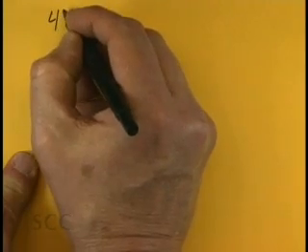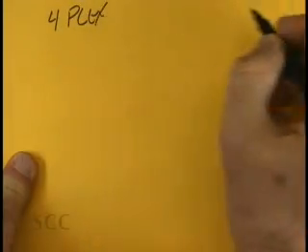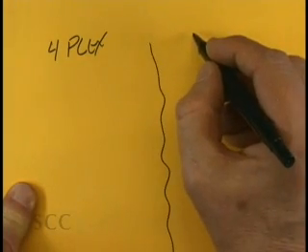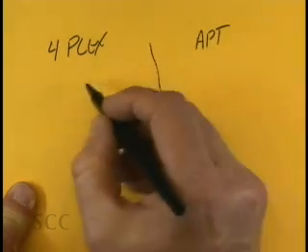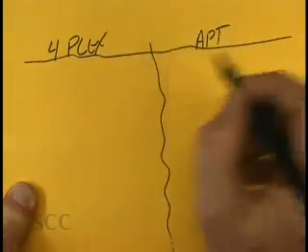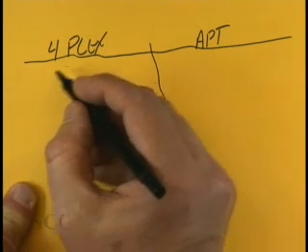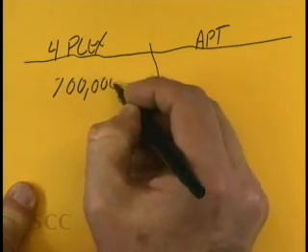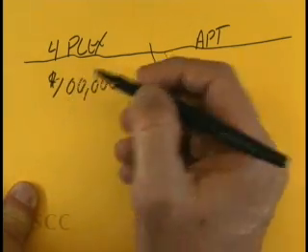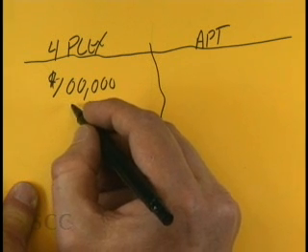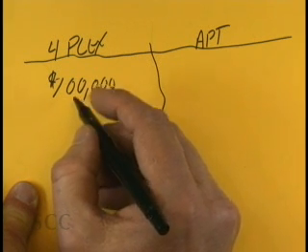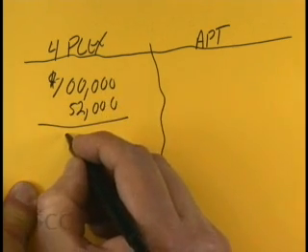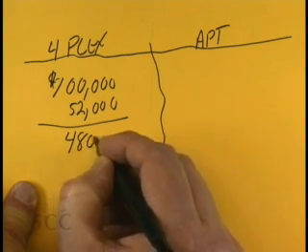So this is the fourplex, and I'm going to divide this in half like this, and this is the apartment. This is kind of weird if you've ever tried to do this. So the fourplex has a sales price of $100,000. That's her market value, what she could sell it for. She has a loan on it for, I believe, $52,000. So that means her equity is $48,000.